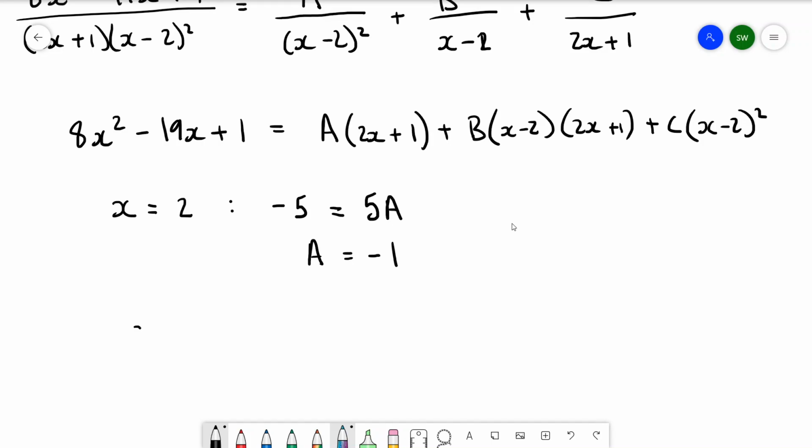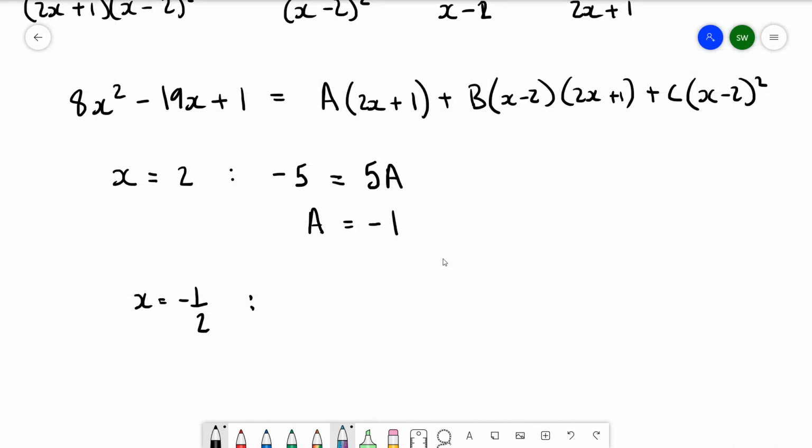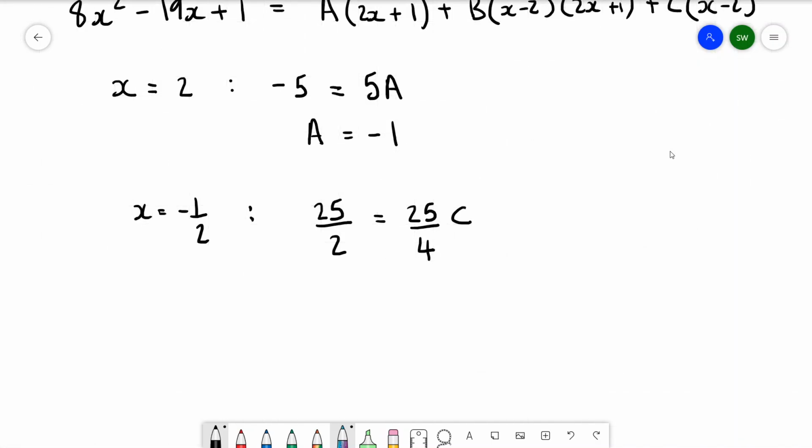Next we could sub in x equals minus a half. And the reason why I'm doing that is because that's going to make the 2x plus 1 bracket equal to 0. So on the left hand side we'd have 25 over 2. And on the right hand side, every term with 2x plus 1 is going to be 0. So we're just going to have 25 over 4 times c, because this bracket here will be 25 over 4. So we can solve that to find c is equal to 2.